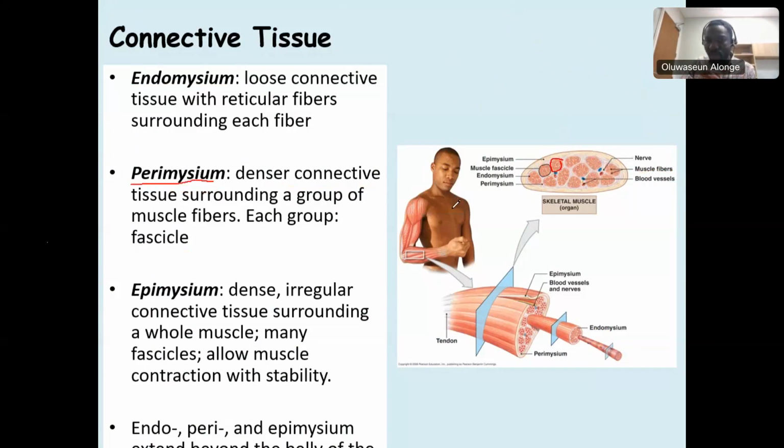perimysium. All right. Now, a group of fascicles, so this is 1, 2, 3, 4, 5, 6, 7, 8, 9, 10, 11, 12. This group of fascicles is what makes a muscle. And that is surrounded by epimysium. Epimysium. It's a dense connective tissue as well. Now, you see, it's a dense connective tissue surrounding a whole muscle, meaning that many fascicles, it allows muscle contraction with stability.